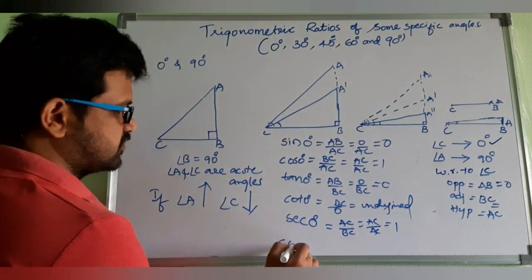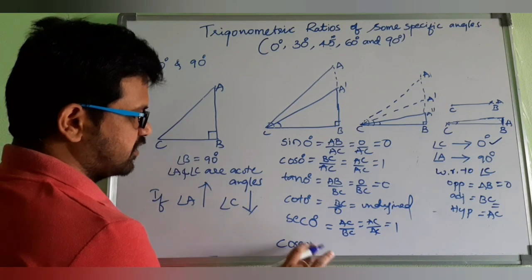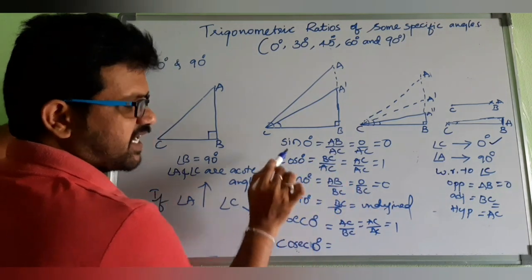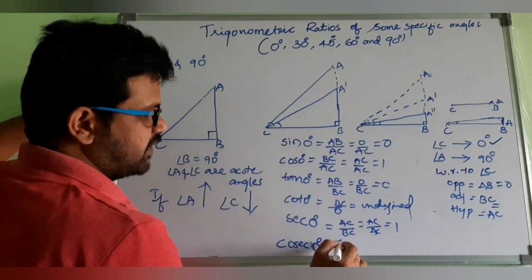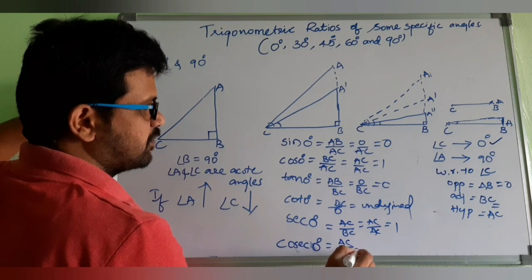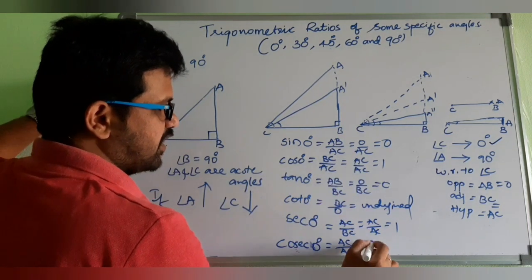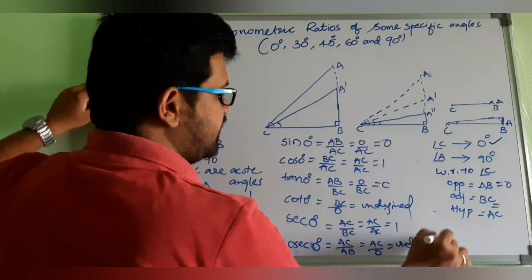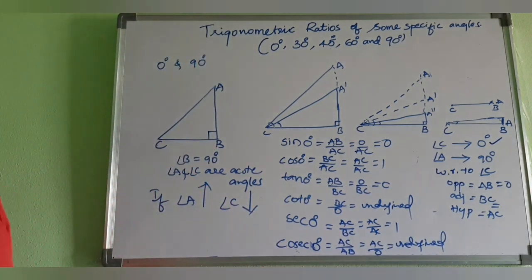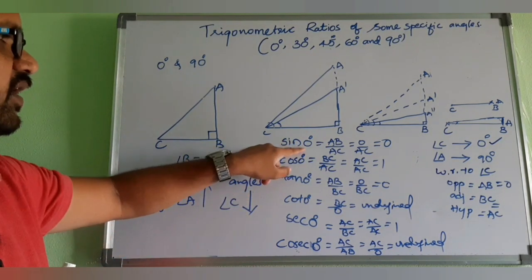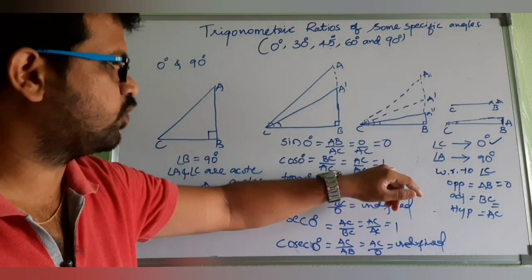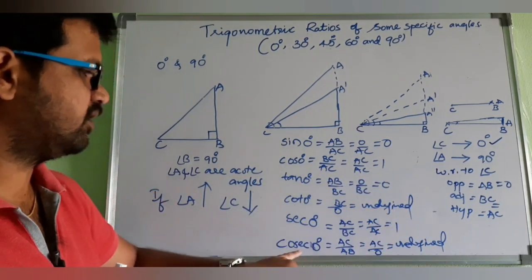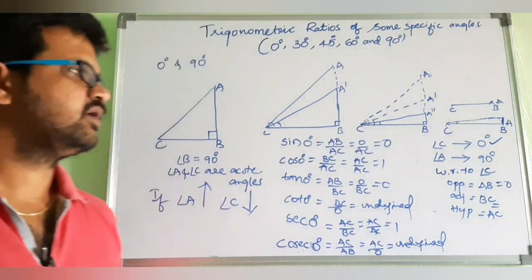And cosec 0 degrees. How much is cosec 0 degrees? Cosec is the reciprocal of sine, AC by AB. AC by AB value is 0 in the denominator, that is undefined. Okay. These are the trigonometric ratios of angle 0 degrees. Sine 0, 0. Cos 0, 1. Tan 0, 0. Cot 0, undefined. Secant 0, 1. Cosec 0 is undefined. Okay. Note down this.